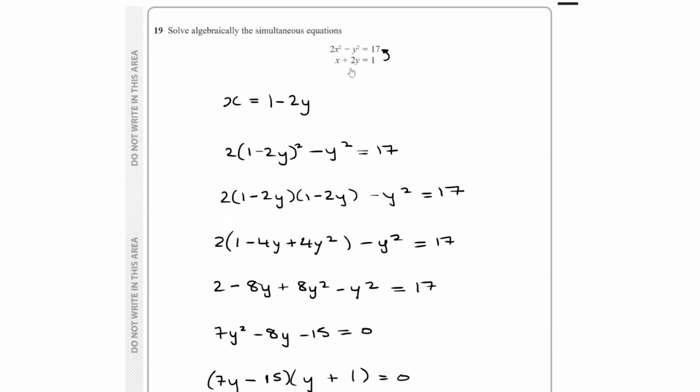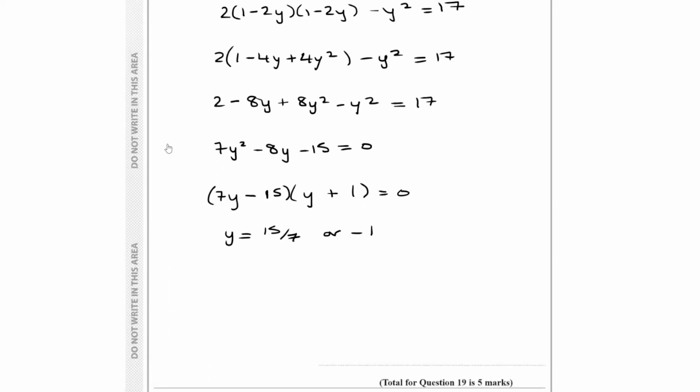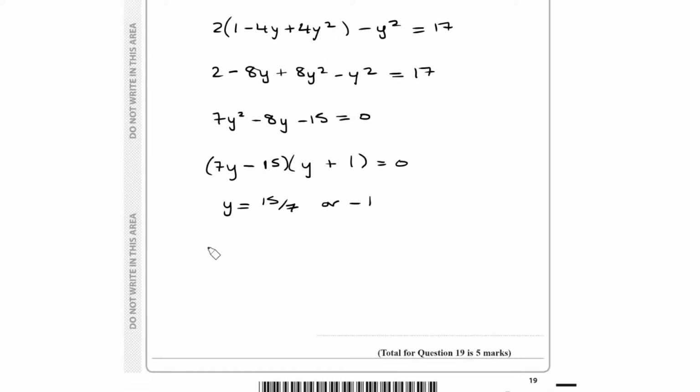I would normally sub it into the linear one, but I would sub it into the rearranged version because that is still the same equation. I've just rearranged it. And because I'm now looking for x, it's easier to sub it into the rearranged version, so you don't have to rearrange it twice. So x is 1 minus 2y. So obviously do it for both.